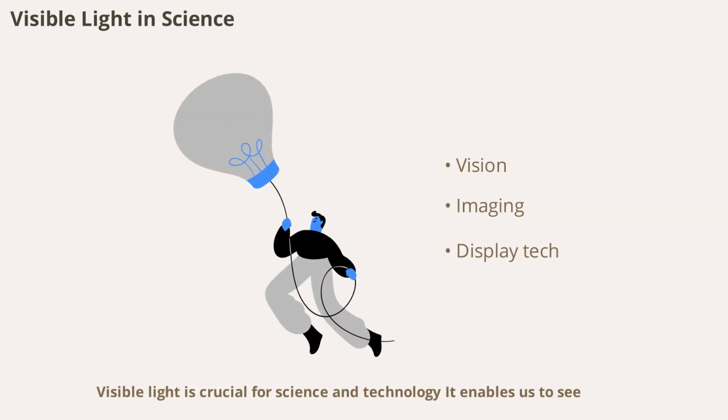Visible light is crucial for science and technology. It enables us to see, study the universe with telescopes, and develop advanced imaging techniques. The manipulation of visible light has led to innovations in photography, microscopy, and display technologies, enhancing our ability to observe and interact with the world.